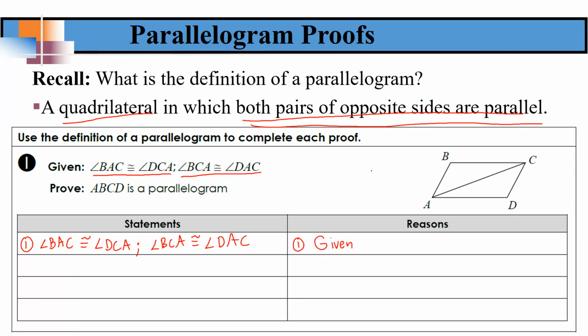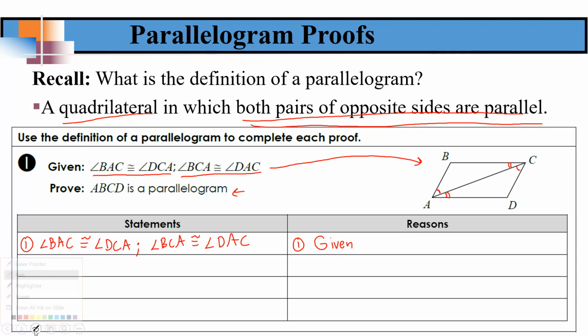It's also important for us to mark the diagram based on the given information. That's going to help us make decisions about how to approach the proof. So angle BAC is going to be this angle right here, and it's congruent to angle DCA right over here. We've also found that angle BCA, that's this top angle here, is congruent to angle DAC down here. You'll note that these are alternate interior angles, and when alternate interior angles are congruent, we can then establish that we have parallel lines. That's going to help us get to our conclusion that this is a parallelogram.